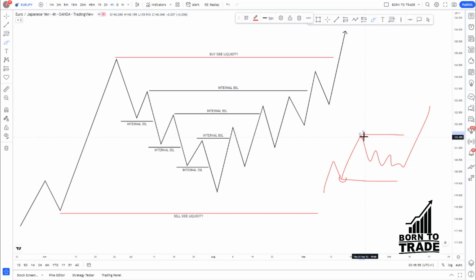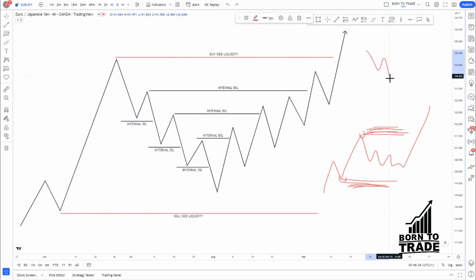Okay, so when you see something like this, everything at the external side, everything outside here, this is your external range liquidity, and everything that is outside the range, because between here and here is your trading range, everything outside here is your external range liquidity, and everything in here is your internal range liquidity. Okay, I hope you understand it.